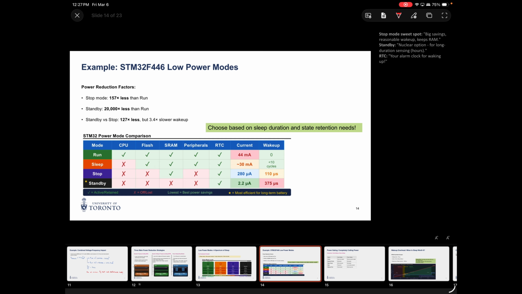Then you go through stop and standby, and you would see that you keep losing more and more functionalities. For example, in stop, you already lost peripherals. In standby, you're losing everything except the RTC. The RTC is always running because it's running on a battery, to keep the real-time clock going. But standby has the minimum power consumption and the maximum wake-up time, 375 microseconds.